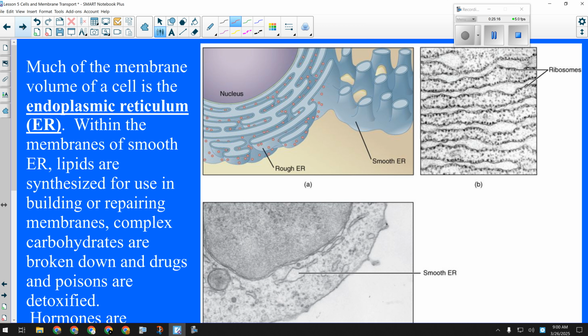Now, the job of the rough ER is to transport proteins. It's covered in ribosomes. Ribosomes are always making protein, so the job of the rough ER is to transport all of that protein.